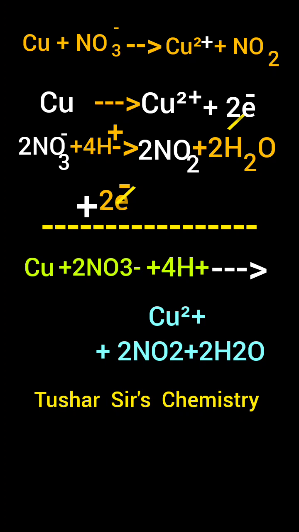Now it is a balanced ionic equation, and this method of balancing is known as the half reaction method, or you can say the ion electron method.